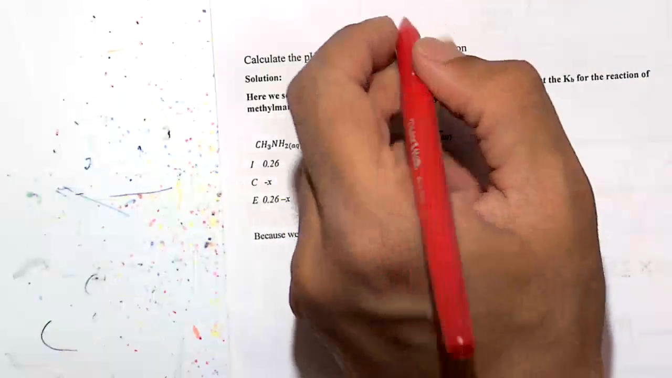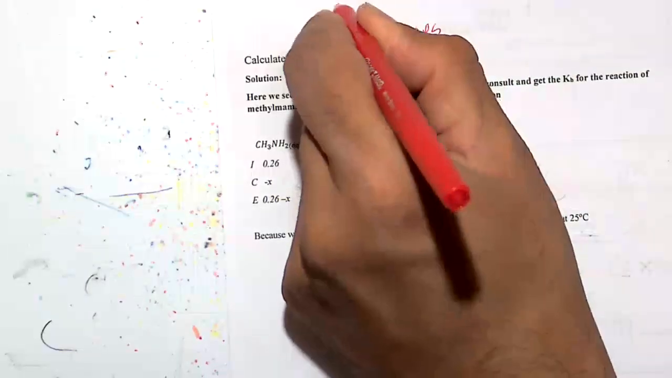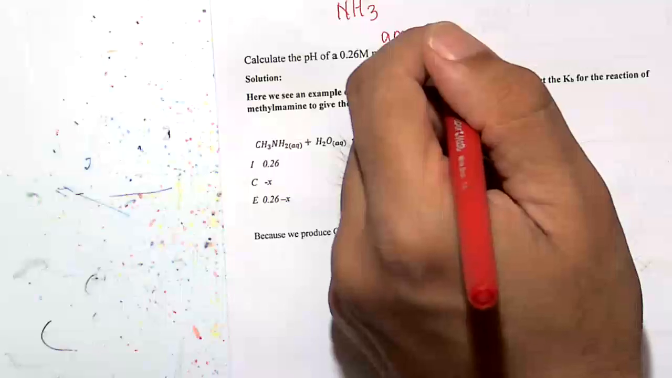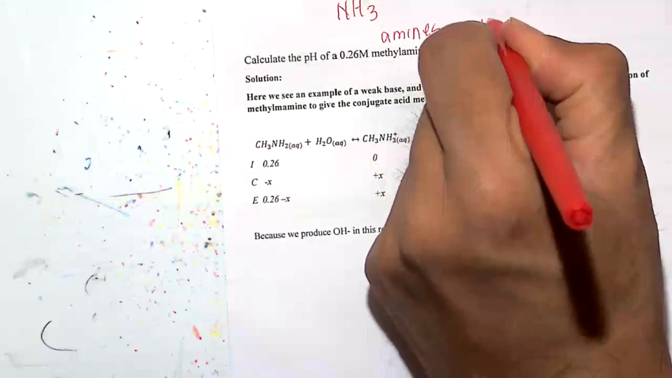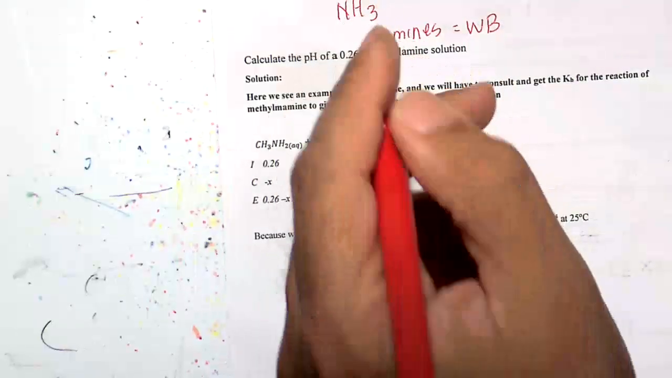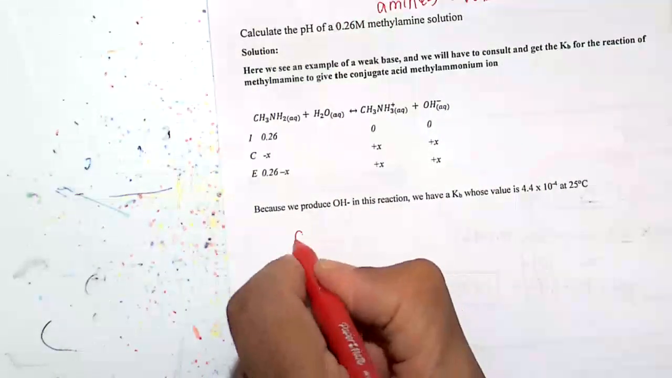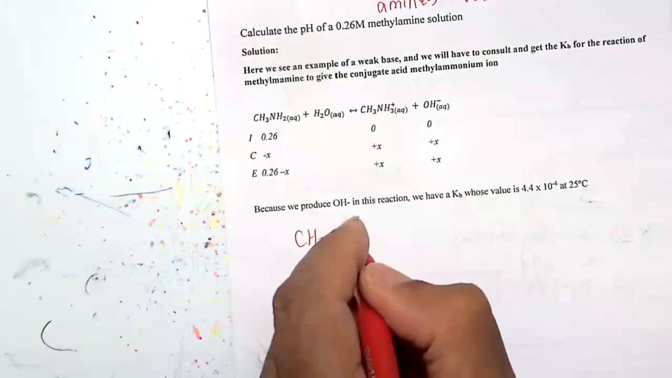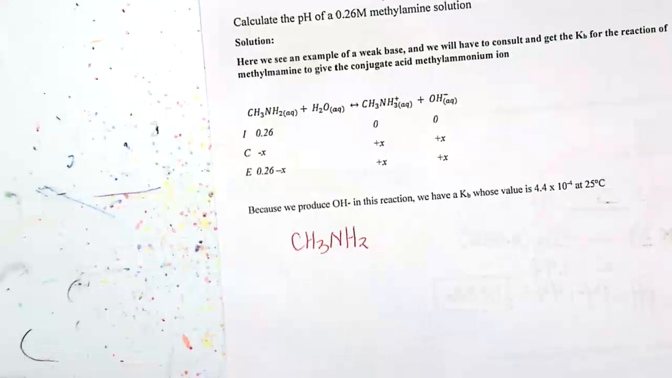So one thing I should tell you is that the amines are weak bases, kind of like ammonia. The amines are one of the functional groups that you'll learn if you take organic chemistry. That's a weak base. So methylamine has this formula here. I'll give you that formula, you do not have to memorize it.